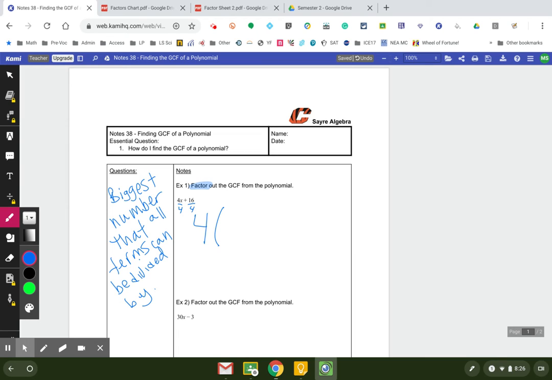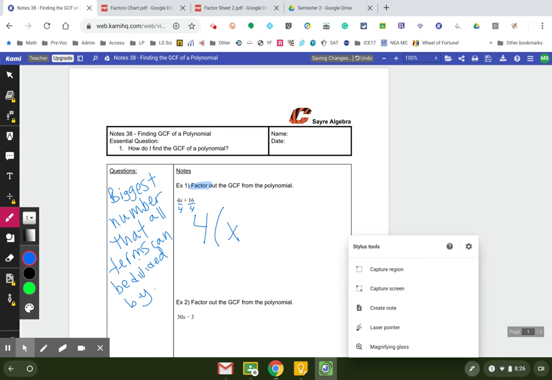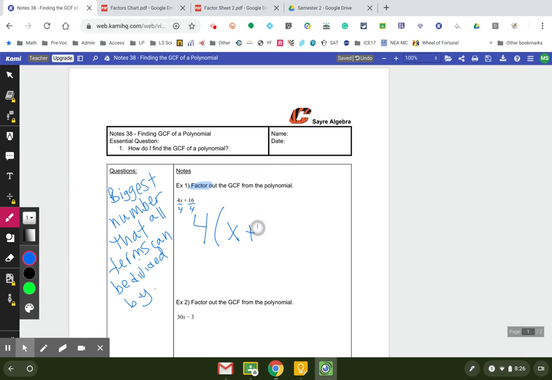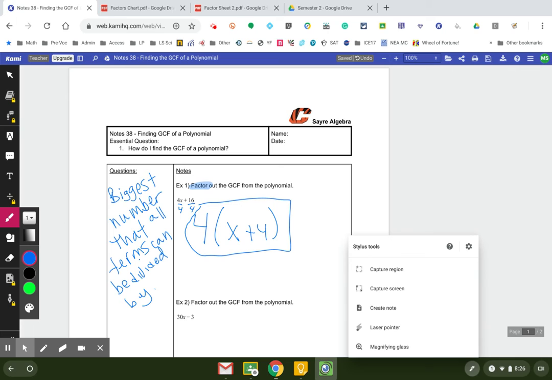And so 4x divided by 4 is just x. And then if we look, 16 divided by 4 is 4. And that is our answer. So if you remember when we did the distributive property, it's the opposite of that. So if I were to go back and do that, I get 4 times x, which is 4x, and 4 times 4, which is 16, which gives you my problem.